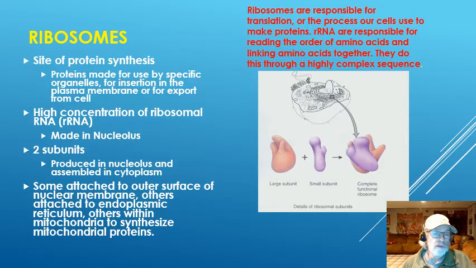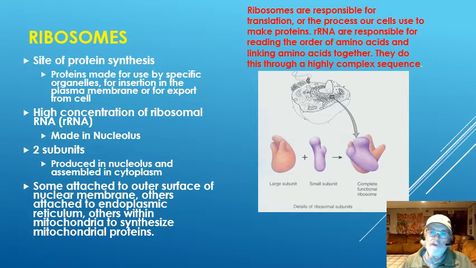In other words, the organelles might need a specific protein to carry out their particular function, or sometimes the plasma membrane, because we know it's protein and lipid combinations, okay? And so therefore we might need some protein that's used in the cell membrane, or sometimes we just have protein that is going to be made inside the cell and shipped out of the cell to use somewhere else.